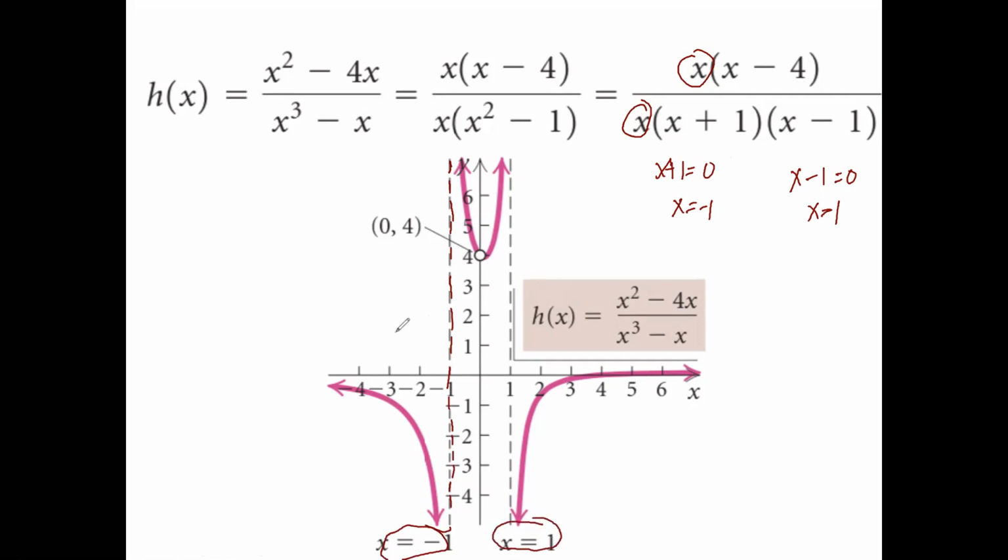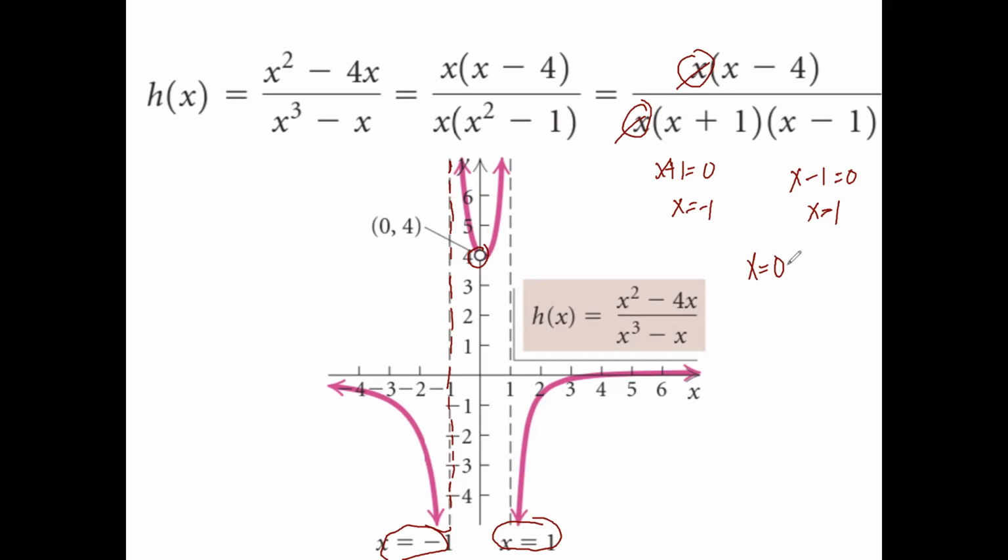But what do you observe with the graph? Take a look at your graph. You have this hole in the graph. So why is it we have a hole in the graph? Remember the factor that we cancel. So that means x is equal to 0. So what is the point of that hole?